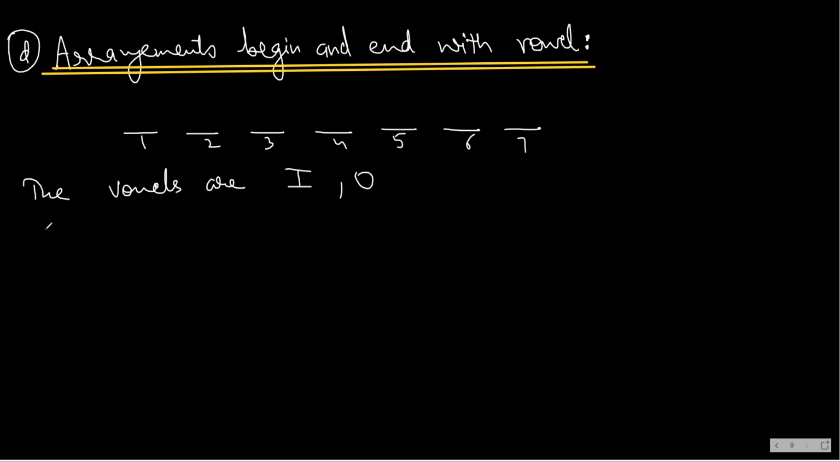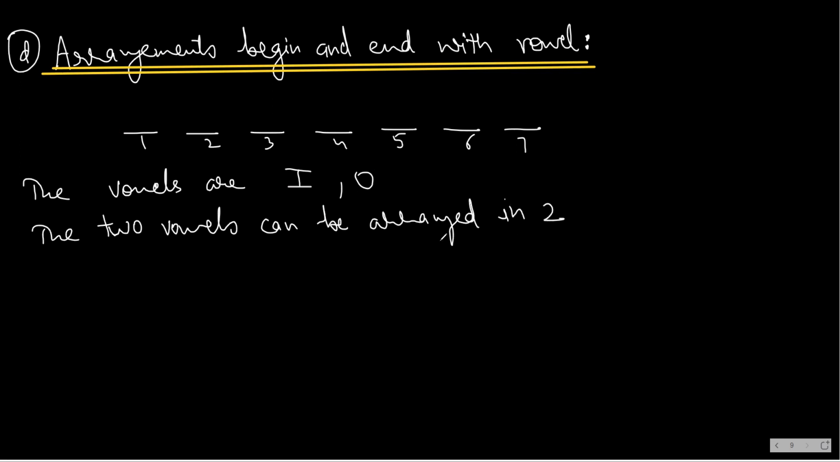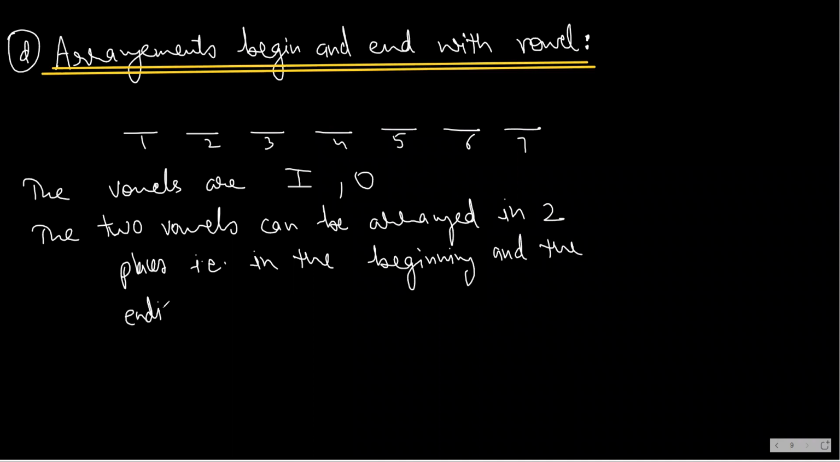So I will write here. The two vowels can be arranged in two places, that is in the beginning and the ending, in 2P2 equals 2 factorial ways.